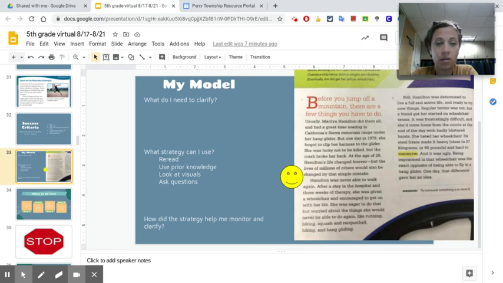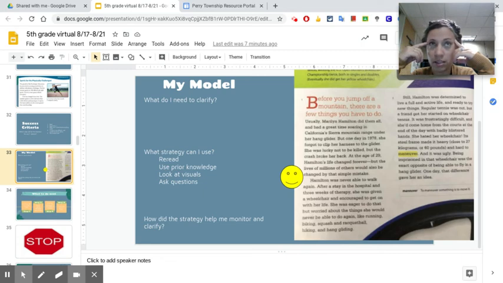So what strategy, I'm going to step out. What strategy did I just use? I went back and I reread. And while I was reading, I also used my knowledge of when I had to wear a harness. I had to make my own visual, but you'll see in your book there are more visuals for you. And I had to ask myself questions like, well, it didn't say she fell. Did she fall? Well, she had a crash.